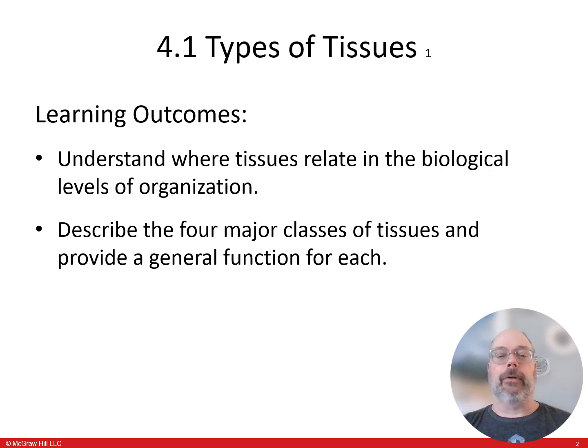Scientists and clinicians divide up tissue, animal and human tissue, into four different types. You should be able to name those four types, define their characteristics, and give an example in real life.